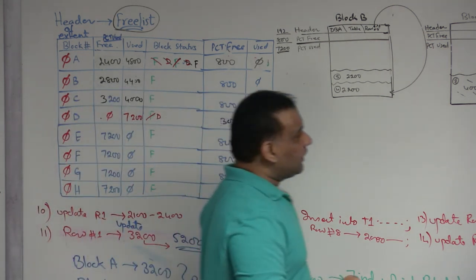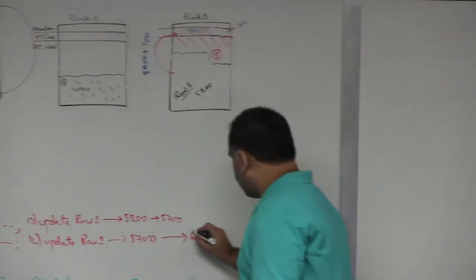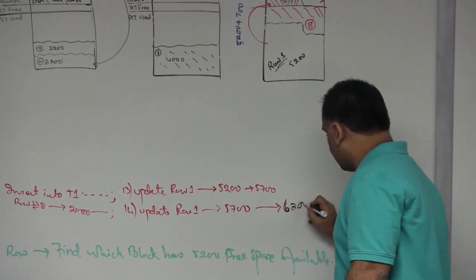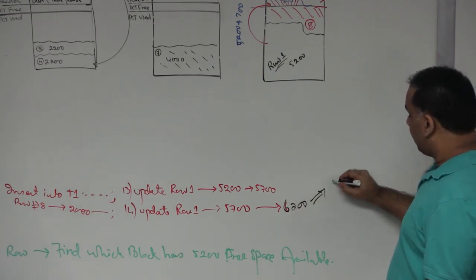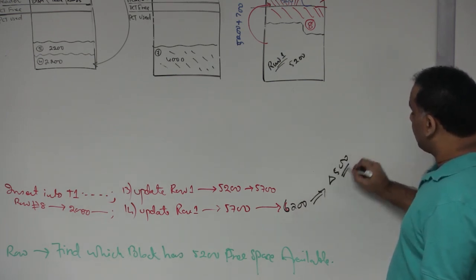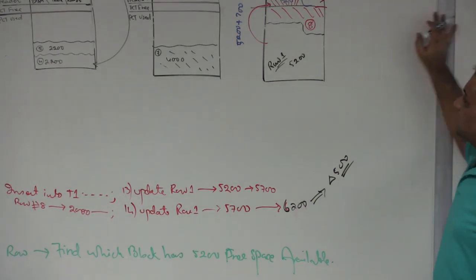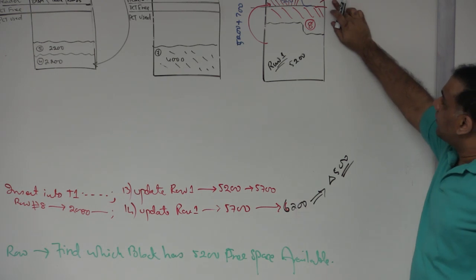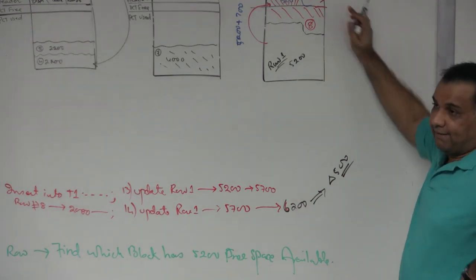All right. So at this point, we are saying update row 1 from 5700 to 6000, or let's say 6200. So from 6200, that means I have a delta, a difference of 500. So where is it going to get the 500 bytes now? It only has the 300 available. Next it goes to the default.